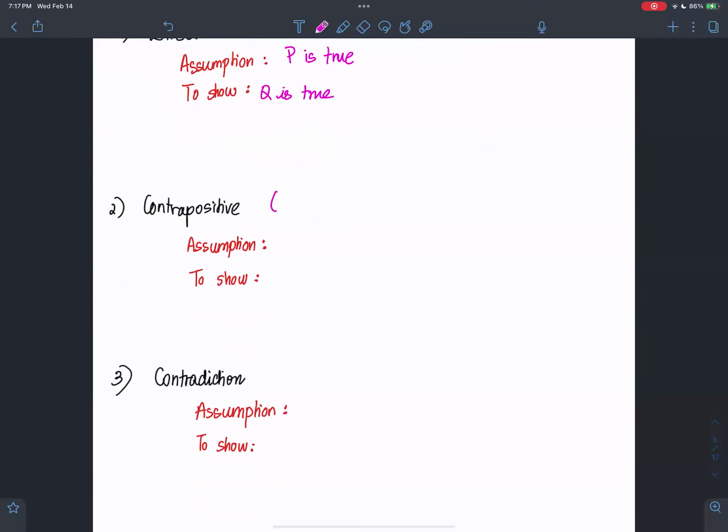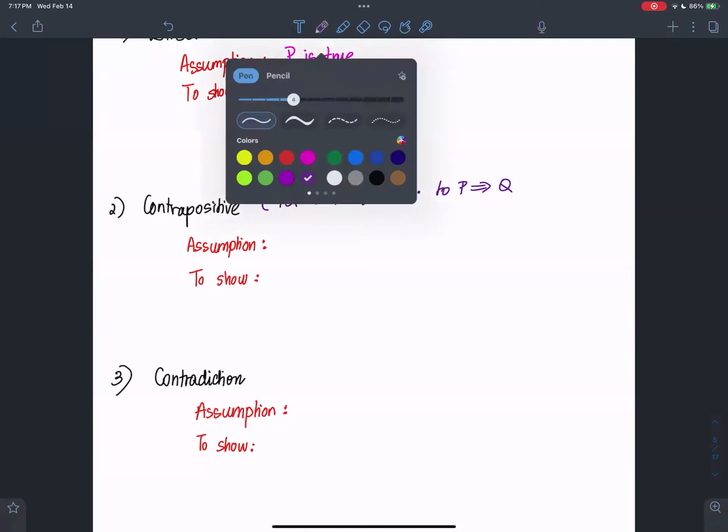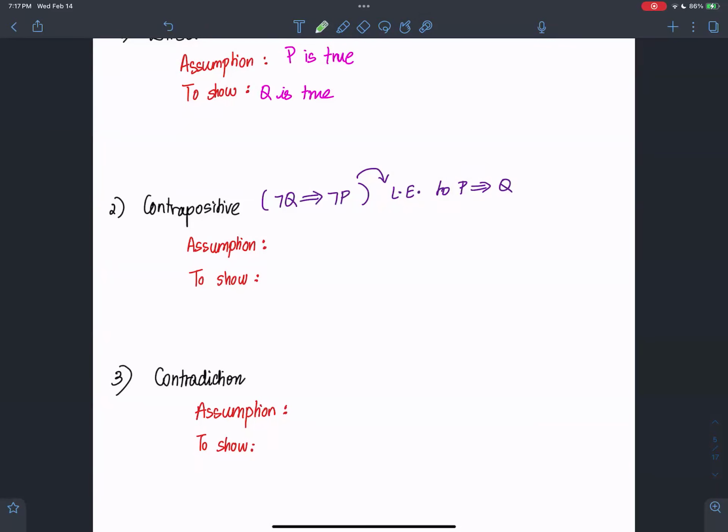Contrapositive. What's the contrapositive statement? Very, very important. What's the contrapositive of P implies Q? It's logically equivalent to P implies Q. It's not quite not Q. It is not Q though. What's the rest of it? It's not Q implies not P. That's what contrapositive is. And again, it might sound very confusing, but think in English.